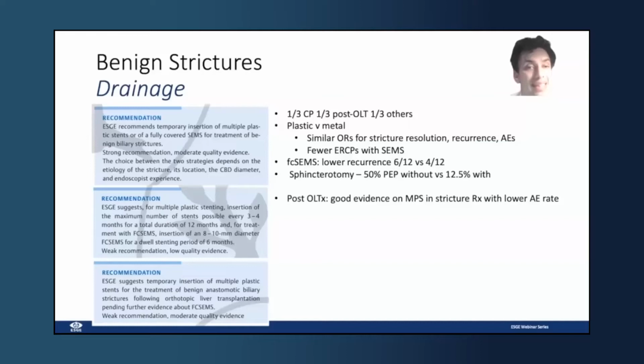For plastic stenting, this should be placing the maximum number of stents, exchanged every 3 to 4 months for up to 12 months. And in metal stenting, an 8 to 10mm stent, leaving in situ for up to 6 months for the chance to resolve the stricture.